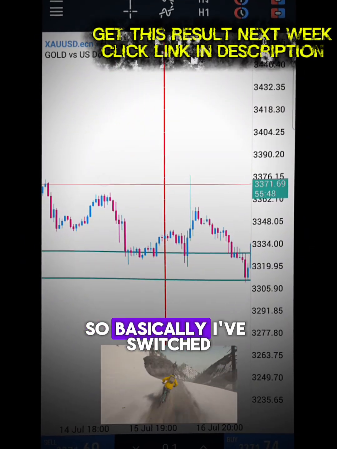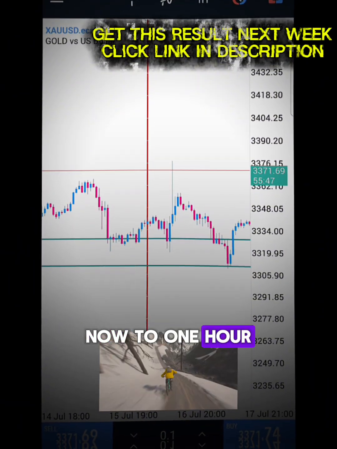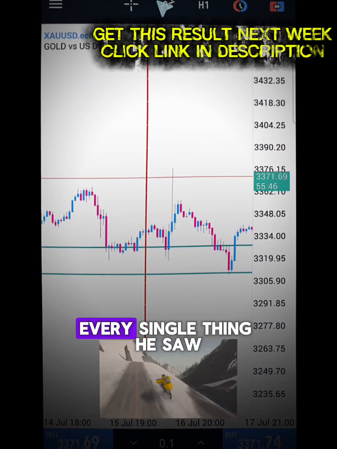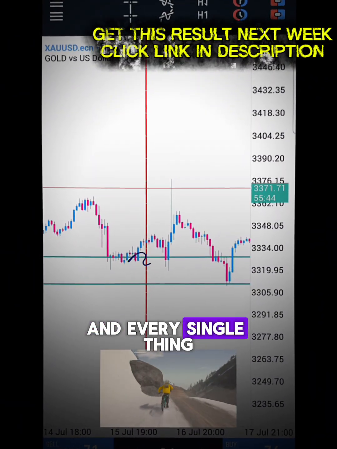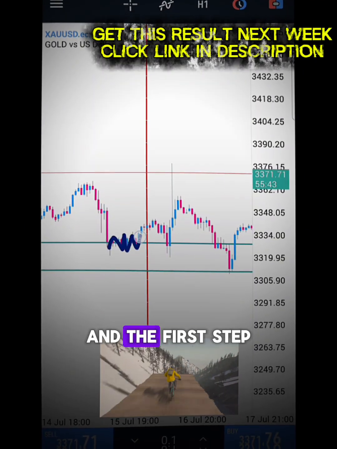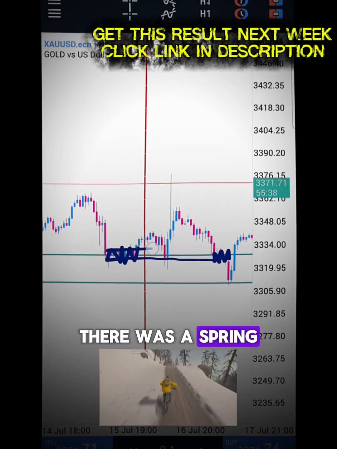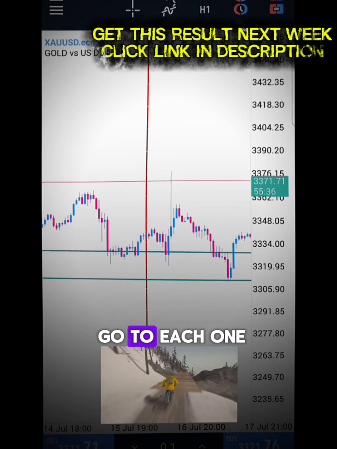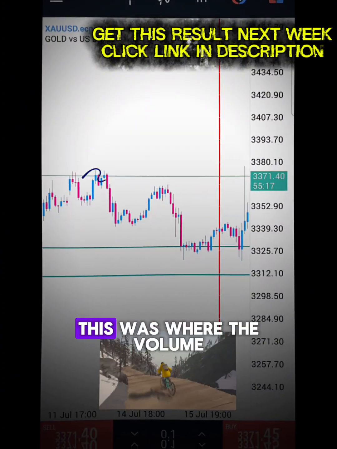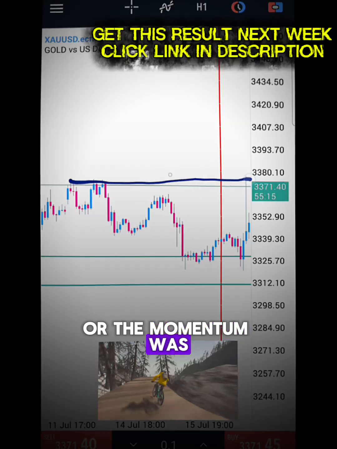So basically I've switched the time frame now to the 1 hour time frame, and I'm going to be breaking down every single thing he saw and every single thing he did that gave him entry. The first step was that spring there. You can see that there was a spring forming around that point, and then when we go to each one time frame, you will see that this was where the volume or the momentum was coming from.